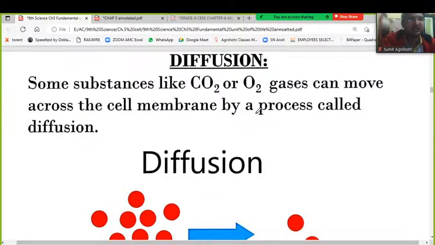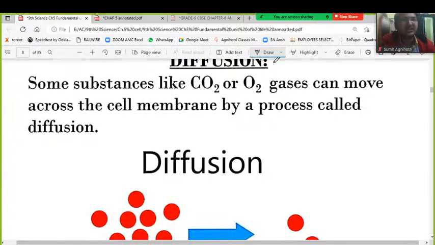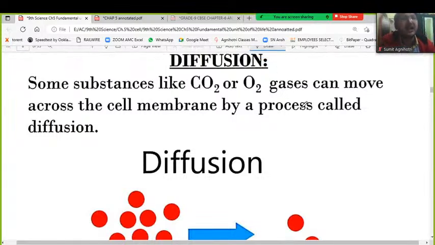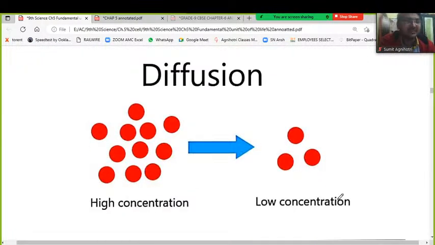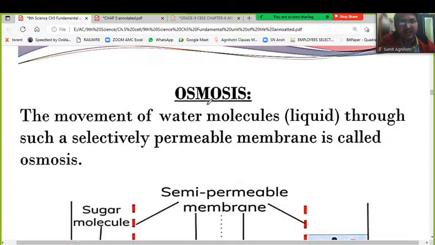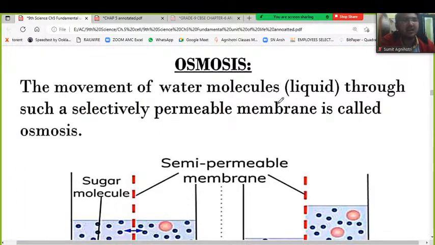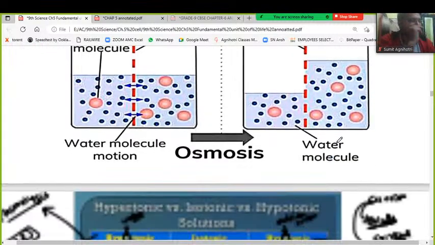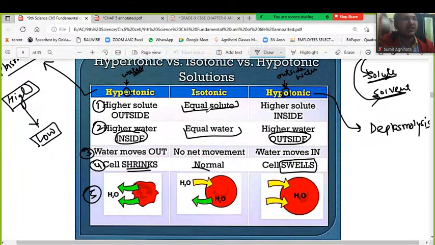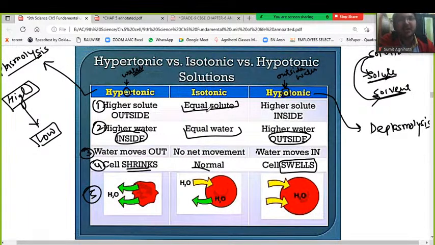Some substances like CO2 and O2 gas can move across the cell membrane by the process of diffusion. Diffusion is for gases and osmosis is for liquids. From high concentration to low concentration, this diffusion occurs. Then we have osmosis, the movement of water through a selectively permeable membrane, that is the plasma membrane, is known as osmosis. And this osmosis performs these three kinds of things you can observe: hypertonic, isotonic, and hypotonic. In hypo, the O is for out, outside there is more water. In hyper, inside there is more water.